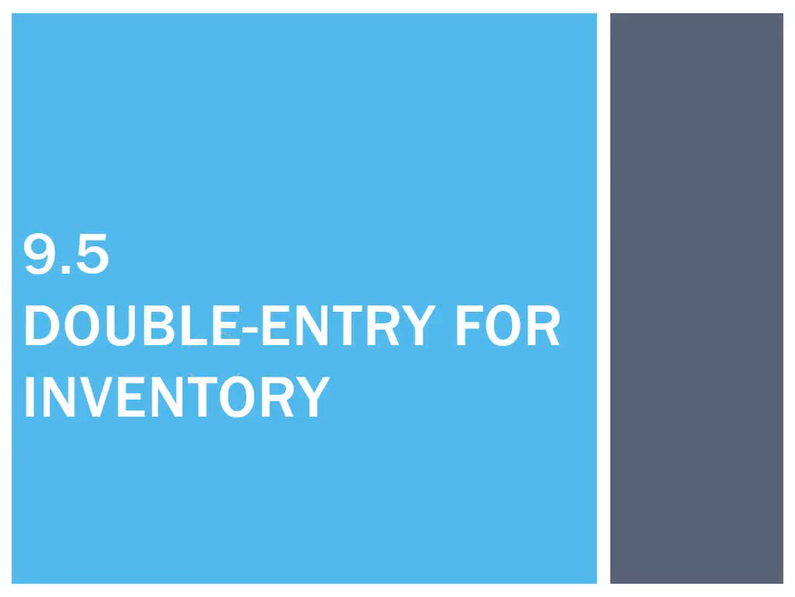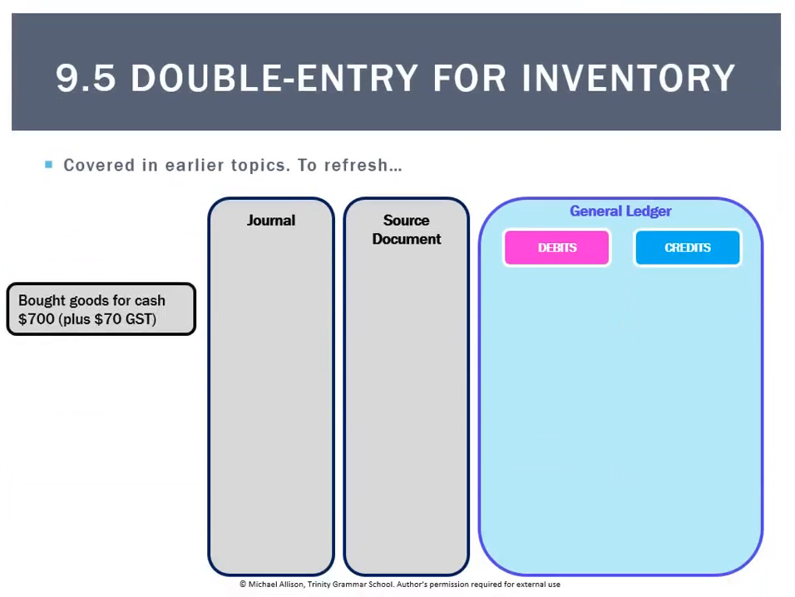Let's revise our double entry rules for inventory and just go over a few things we already know. Let's say we bought goods for cash for $700 plus $70 GST. So what journal would that go in? Because it's bought for cash, that's going to go in the cash payments journal.